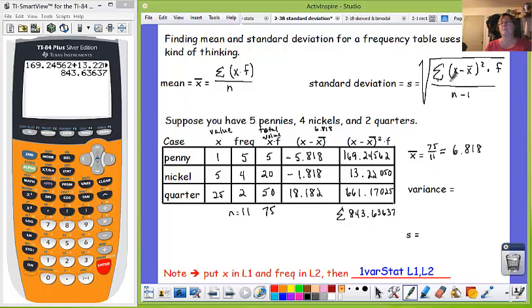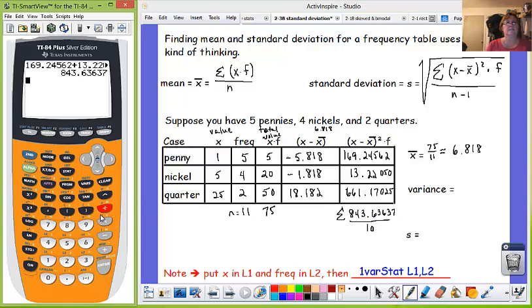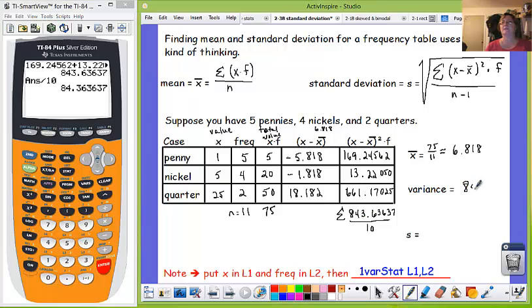I'm looking at the formula. I do have the sum, so I have the top of it. I next need to divide by 1 less than the number of coins, and that's 10 for us. So I shouldn't need a calculator to divide by 10. But just to show you, what we have right here, so 84.36 approximately, is the variance of this data set. Remember, variance is before you take the square root. So this number came right from there.